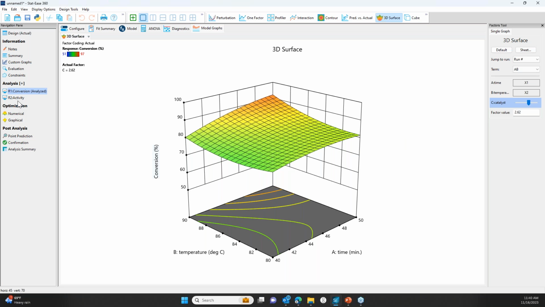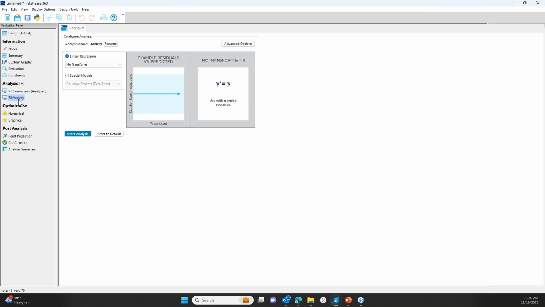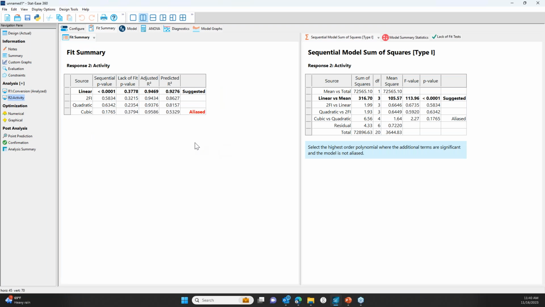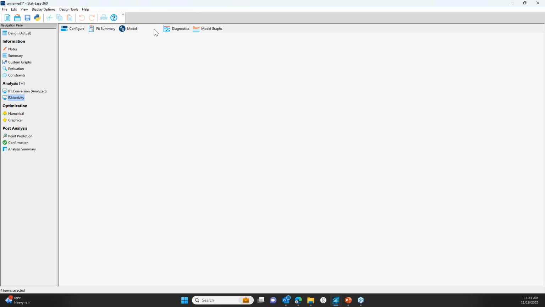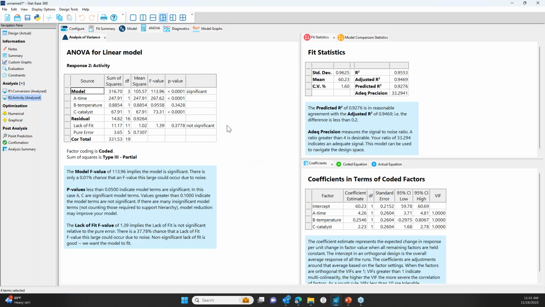Well, let's also take a look at activity. And we'll start that analysis. And this one's more simple. This says a linear fit would be okay. So, all right, we go to the model, and it's going to say I have three linear effects to look at. I look at the ANOVA. I have a significant model, and I have a not significant lack of fit. That's good. And my fit statistics are all good.